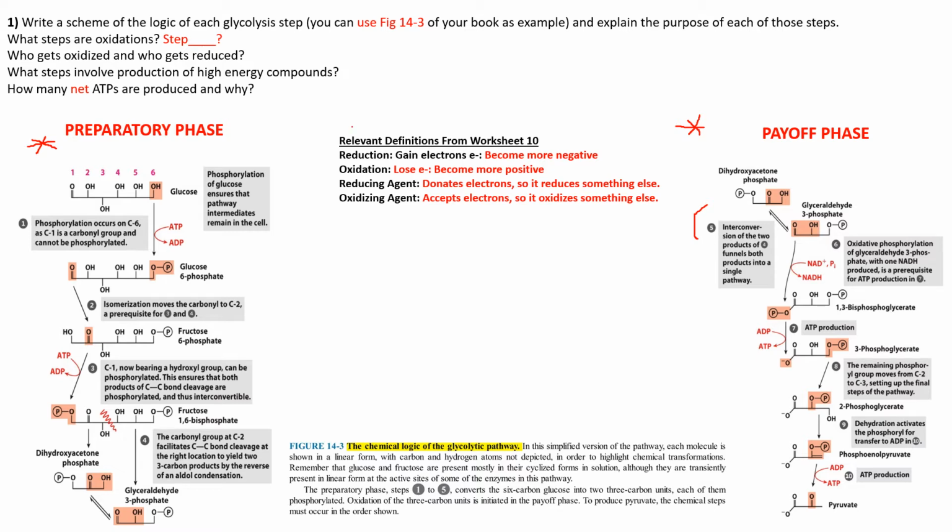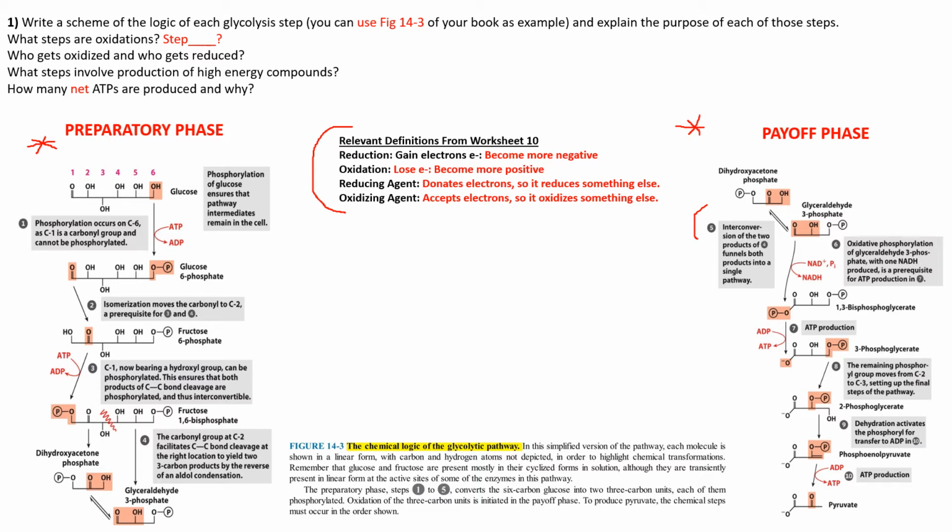Over here, I went ahead and brought in some relevant definitions from worksheet 10 because they still apply here. A reduction is a gain in electrons. It becomes more negative. An oxidation is when you lose electrons or you become more positive. A reducing agent donates electrons, so it reduces something else. An oxidizing agent accepts electrons, so it oxidizes something else.